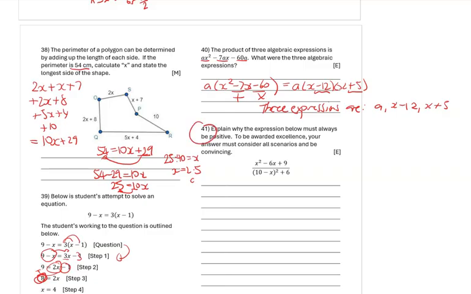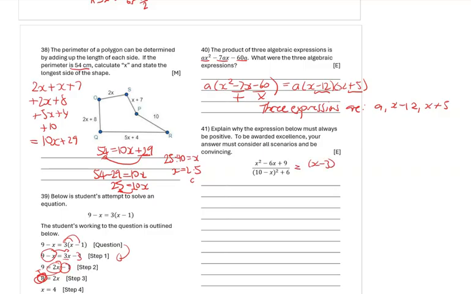So moving down to question number 41. Explain why the expression below must always be positive. To be awarded, you must consider all scenarios. So this question, I think, was the hardest question in the exam. It wasn't done particularly well, but it was a really, really hard one. So what I started with was noticing, well, it's a quadratic on the top, so let's factorize that quadratic.